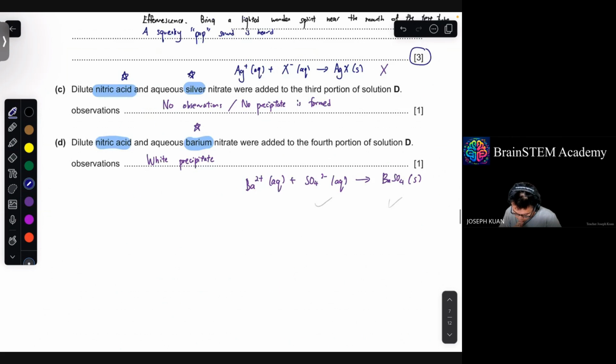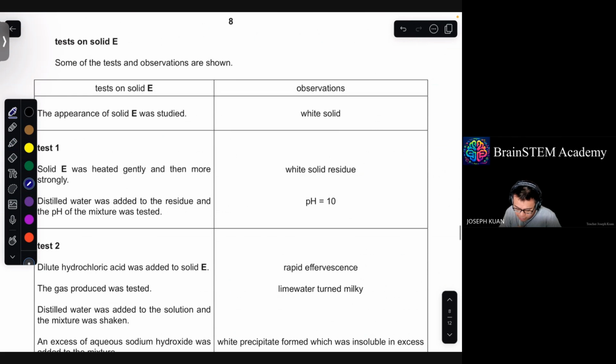Okay, moving on to test on solid E. Some of the tests and observations are shown. The appearance of solid E was studied, so it's a white solid. White solid usually means it contains non-transition elements, because transition elements are special in that they have a variety of colors, but if it's white, if it's boring, it most likely contains no transition elements.